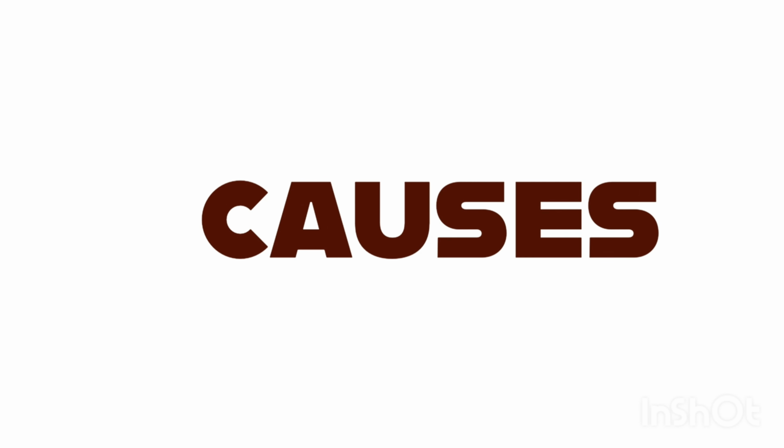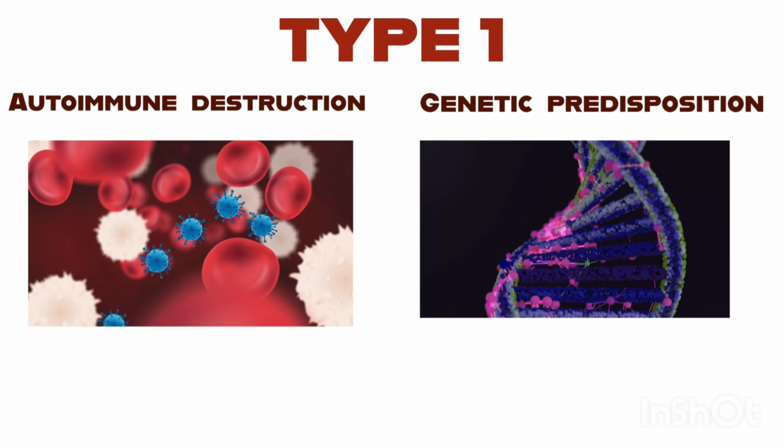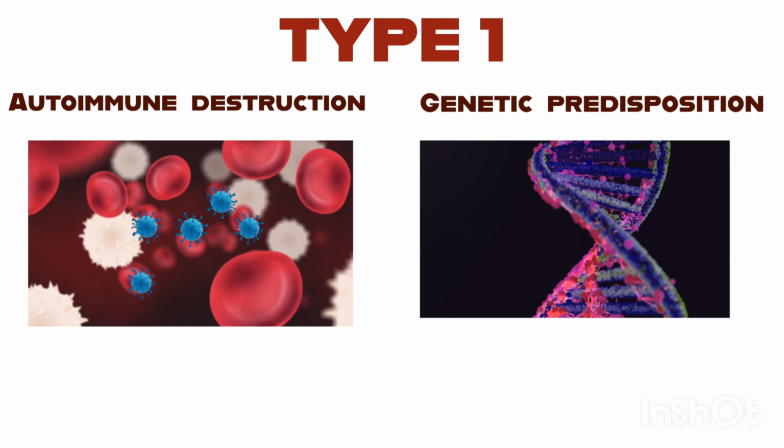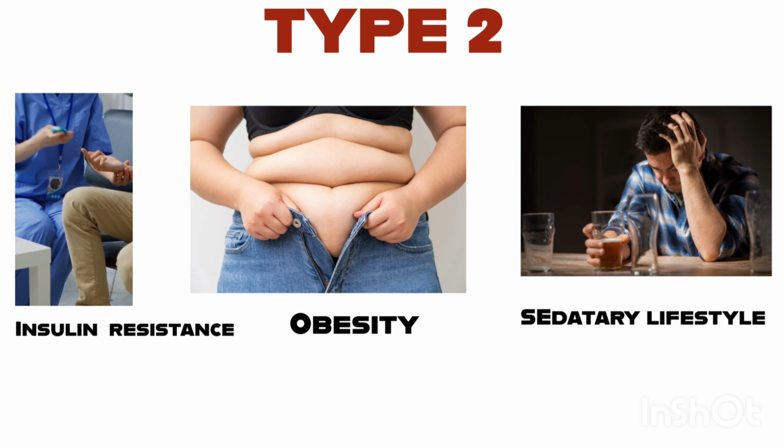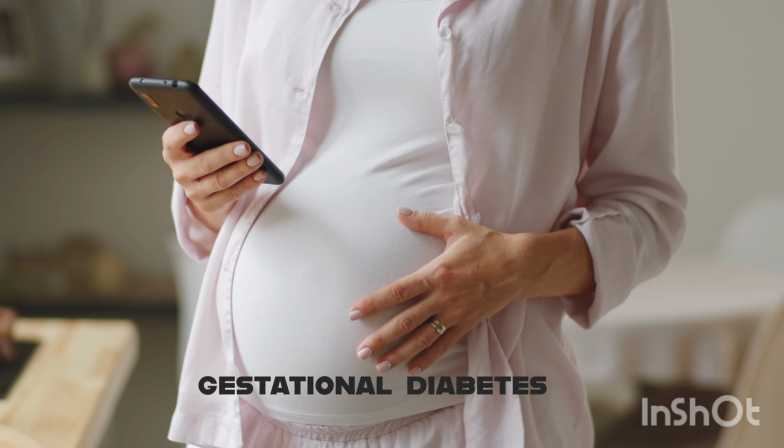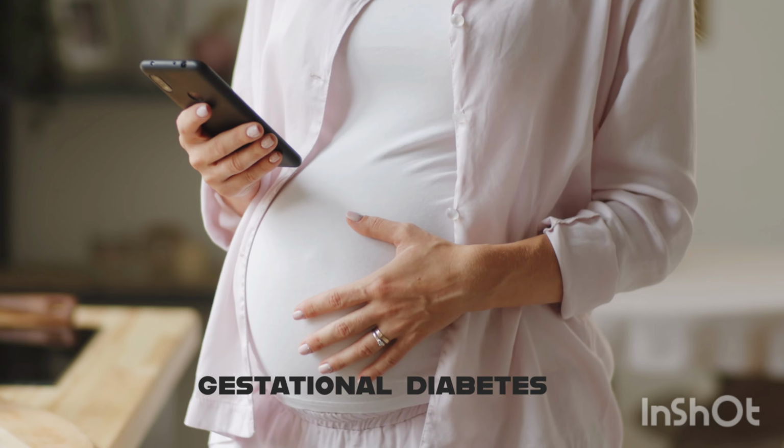Causes vary by type but include type 1 autoimmune destruction, genetic predisposition. Type 2 insulin resistance, obesity, sedentary lifestyle. Gestational, hormonal changes during pregnancy that impair insulin action.